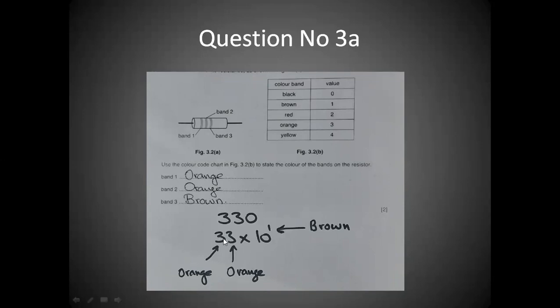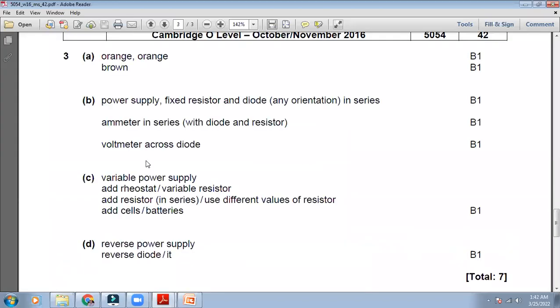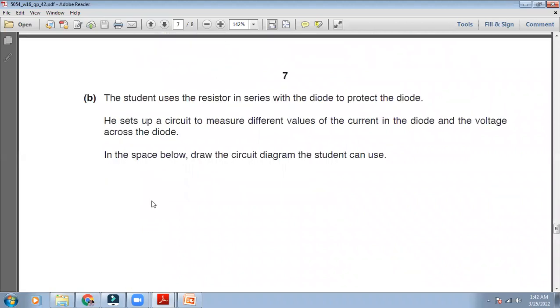So the first band will represent the 3, and the 3 means orange. So the first band will be orange. The second digit is 3 again, so the second band will be orange, and the third represents the multiplier. Multiplier means 10 raised to power 1, so for 1 it should be brown. So first color orange, second color orange, and the third color brown. Let me check. Orange, orange, brown is the answer. We are done with the A part.